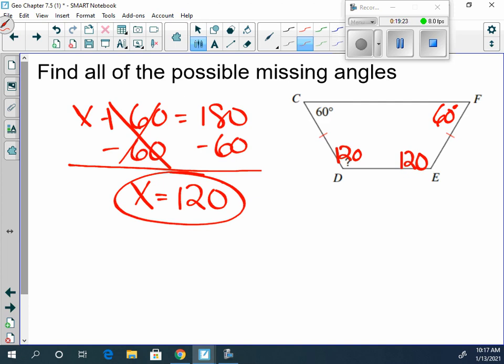If it's not isosceles and we just have a trapezoid, we need to know at least two of the base angles for us to be able to find all four. Any other questions on this here?